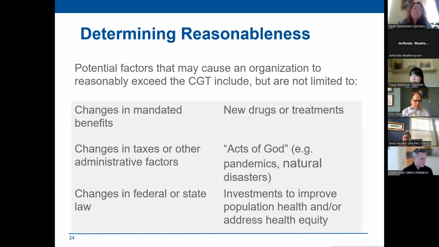We know that there might also be changes in taxes or other administrative factors. There might be changes in federal or state law that affect an organization's or an entity's performance relative to the cost growth target. Those would also be good reasons.